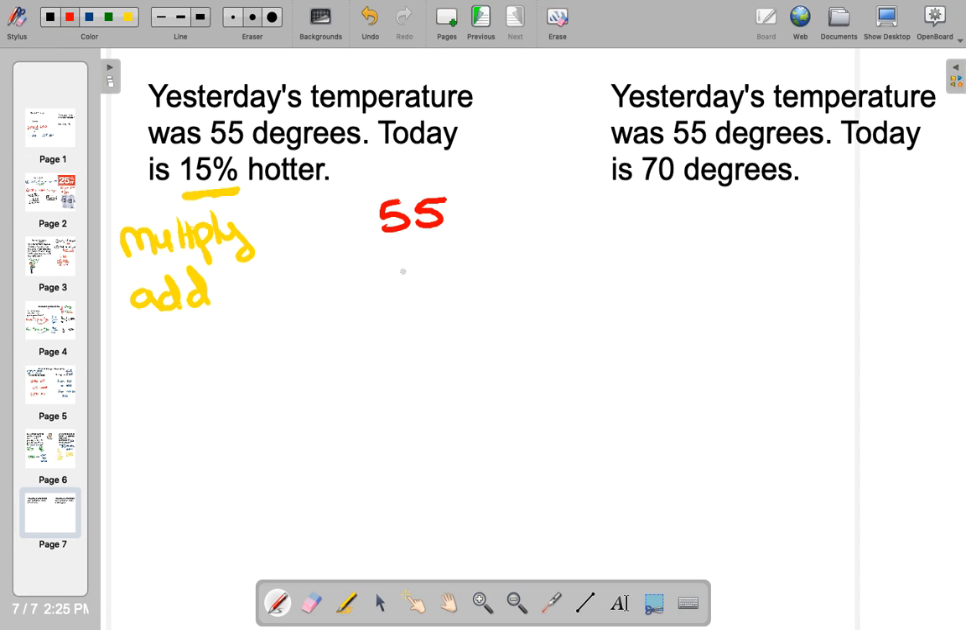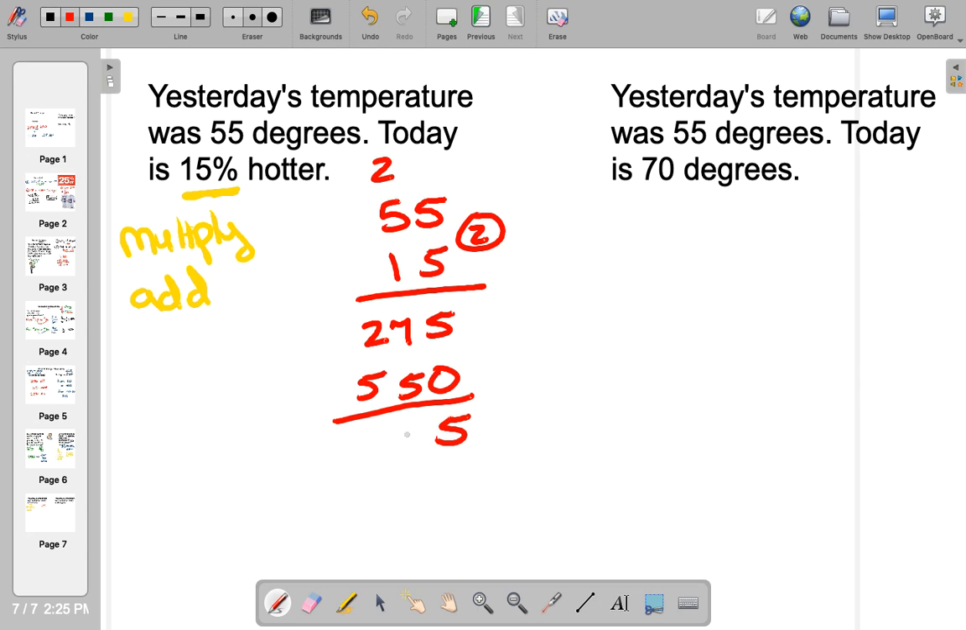So let's do 55 times 15%, 2 digits behind the decimal place. Now this one's probably going to have some decimals. If I had to guess, there we go. 2 digits behind the decimal. So we have an extra 8 and 25/100 degrees. That's how much it increased. So we need to add that back to our original.